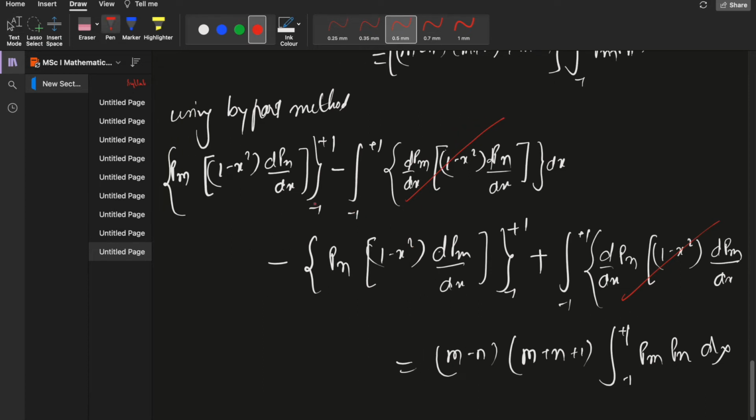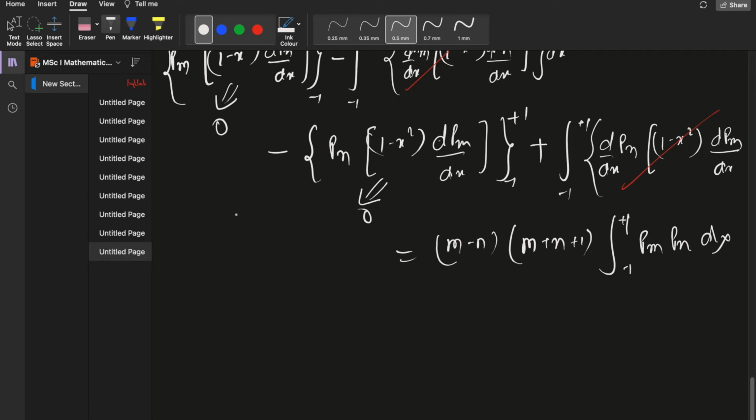As we can see here, if I substitute the plus value here, this will give me 0. Why? 1 minus x square, so 1 minus x is plus 1, so this will give me a minus 1 which is again 0. Whether I put plus 1 or minus 1, this term will give me 0 for the upper limit and lower limit. Same here. If I substitute the upper limit, this will give me 0, and if I substitute the lower limit, this will give me again 0. So this is again 0. So the left hand side is completely 0.